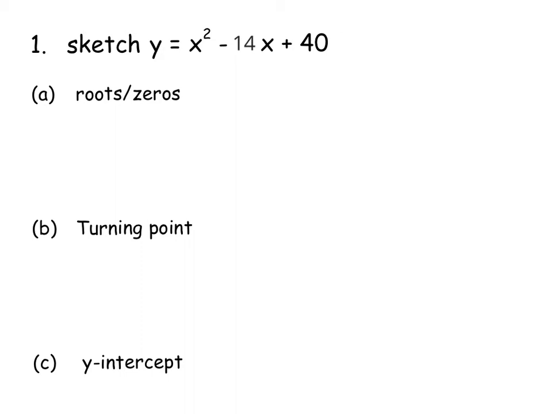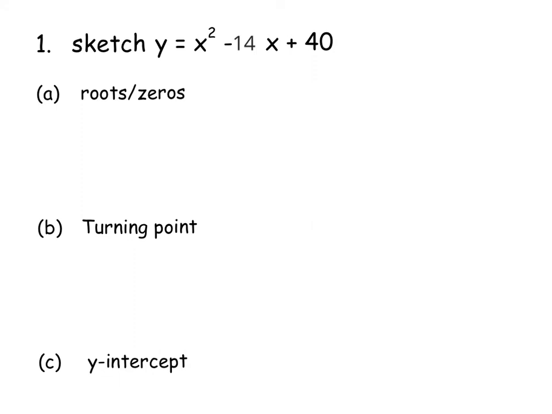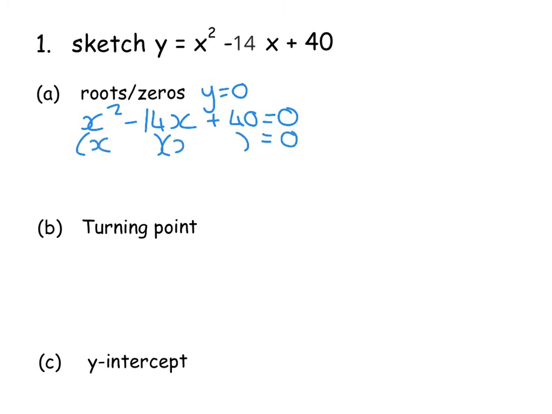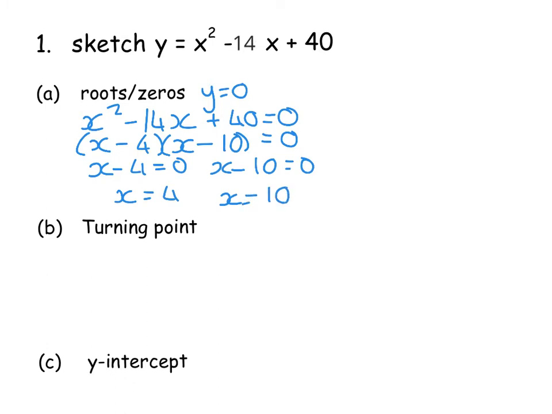Okay, so the first one we're going to draw is a graph of x squared minus 14x plus 40. To get the roots, or the zeros as they are sometimes called, we put y equal to 0 and factorise. So if y is 0, you have x squared minus 14x plus 40 equals 0. Putting that into two brackets, numbers that multiply to 40 and add to 14 are 4 and 10, and they both have to be negative. You then solve each of them equal to 0, and that gives you x equals 4, x equals 10.